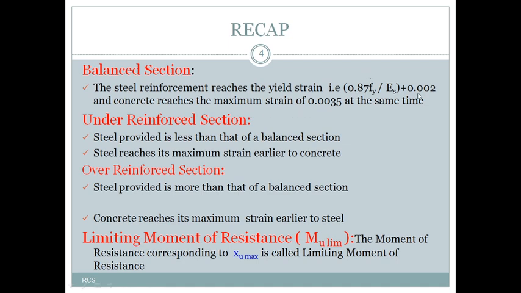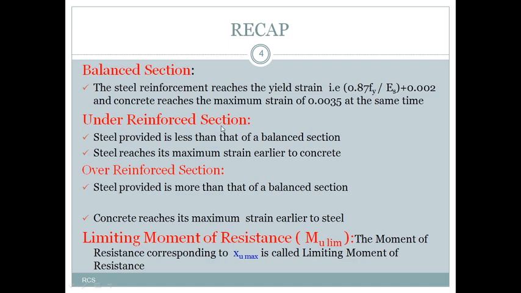As we know these two values, this is the tensile strain, which should not be less than this value in the member, and this is the maximum compressive strain in the RC member. And when these two strains, the strain in concrete and the strain in steel, attain their maximum or permissible value at the same time, then the section you defined is a balanced section.